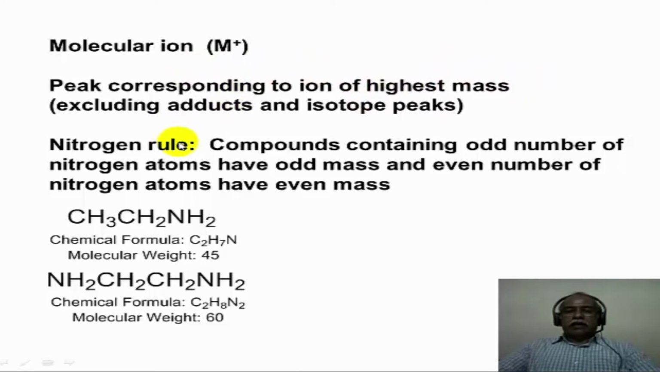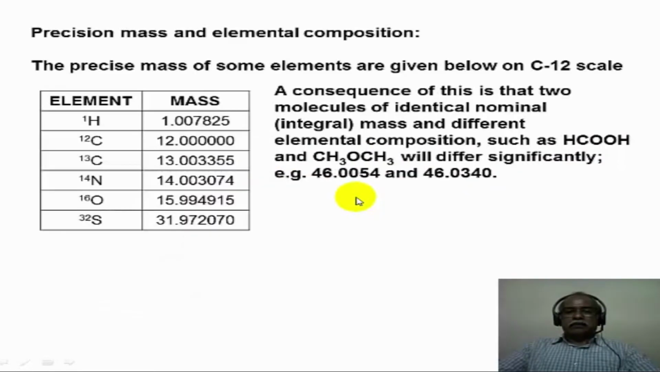There is something called the nitrogen rule. It is fairly simple to understand. Whenever an organic molecule contains an odd number of nitrogens, the molecular weight also will be odd, because nitrogen is a trivalent element. As a result, the molecular ion is an odd number. When there is an even number of nitrogens present, of course the molecular weight will become an even number. So this is what is known as the nitrogen rule. Compounds containing an odd number of nitrogen atoms have odd mass, and an even number of nitrogen atoms has an even mass.